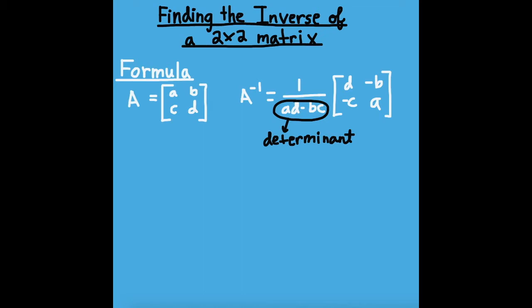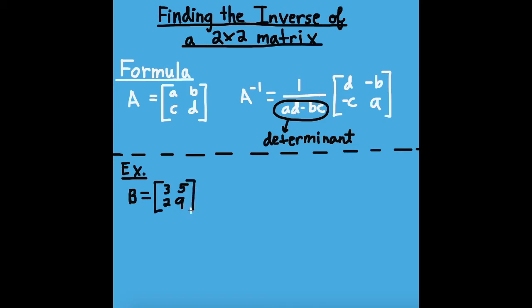Now, let's go back to the inverse of the matrix. Entries A and D get switched, and B and C are negatives. If this does not make any sense yet, let's do some practice problems. What is the inverse of matrix B when B equals 3, 5, 2, 9?